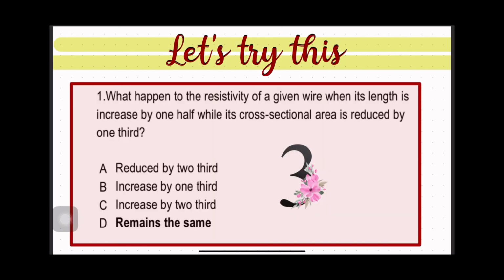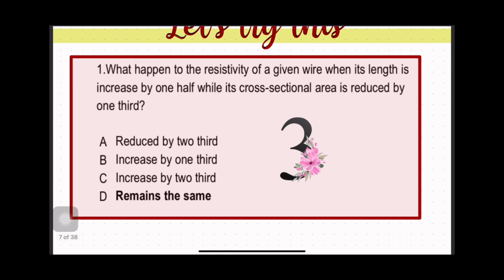Alright, so next, let's try this. What happened to the resistivity of a given wire when its length is increased by 1/2 while its cross-sectional area is reduced by 1/3? So remember that when we talk about resistivity, it only depends on two things. First is material and the second one is temperature. So the answer is D. No changing or remain the same, because resistivity only depends on type of material and temperature.